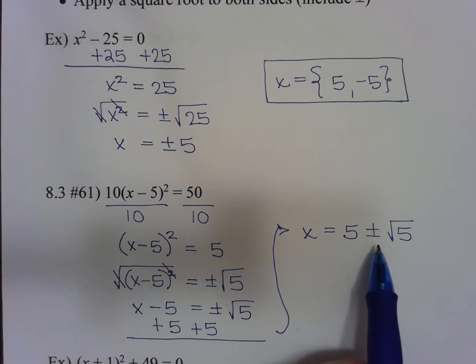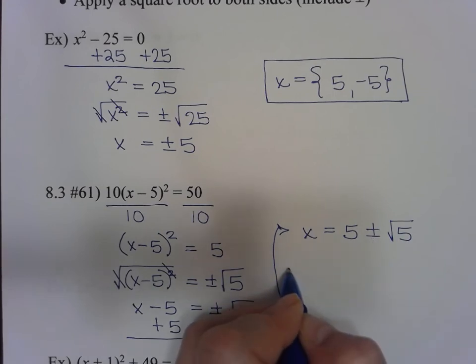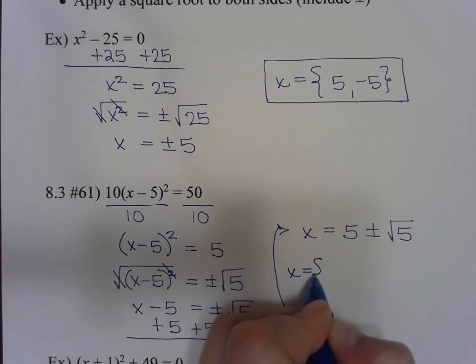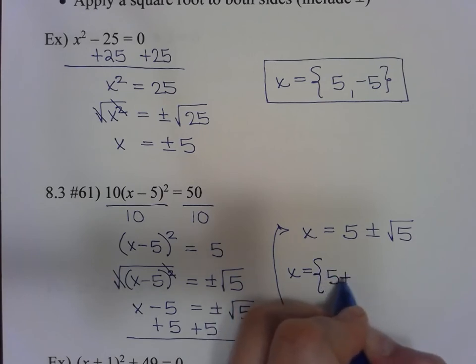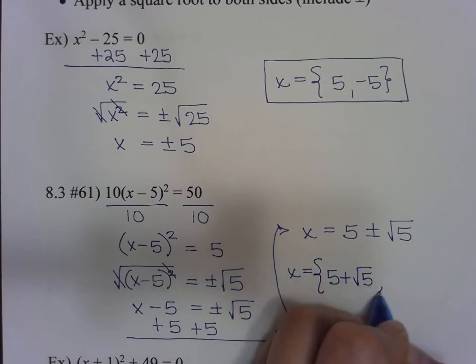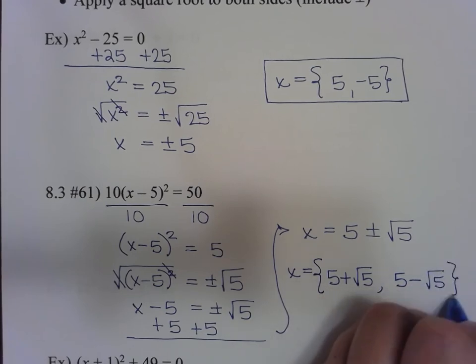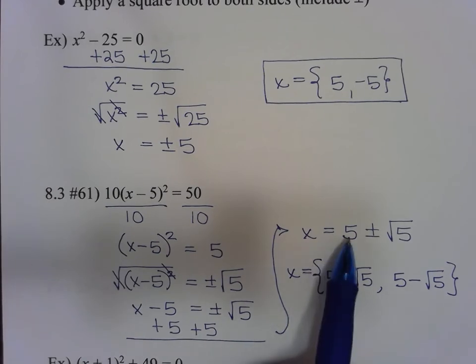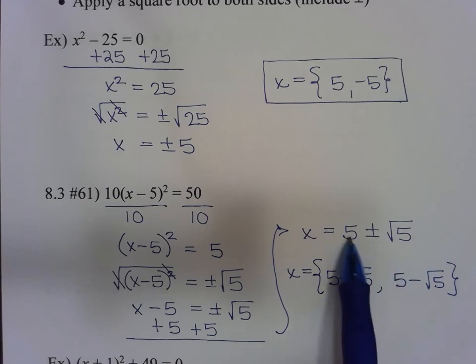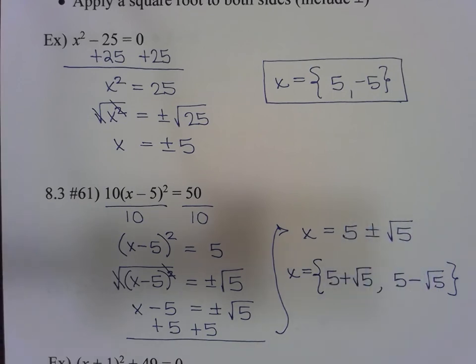Okay, and this is a totally fine answer. Online, in your homework, they're going to ask you to break it up as 5 plus the square root of 5 and 5 minus the square root of 5. So just know that that's coming, right? Either of these would be good. Personally, I like this one better. Okay, either one is just as good.